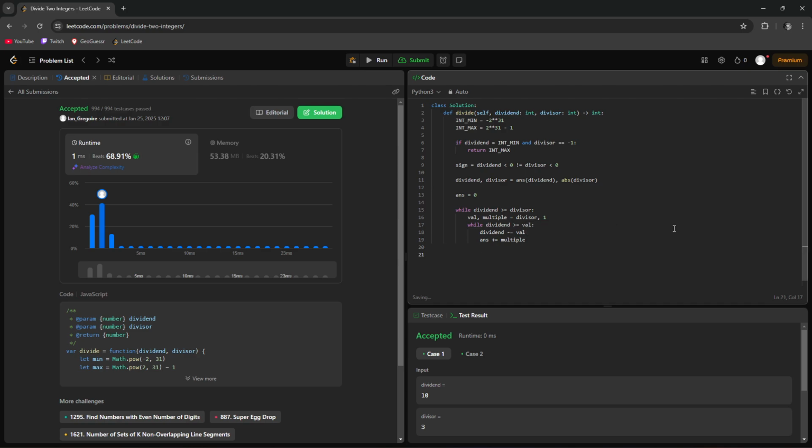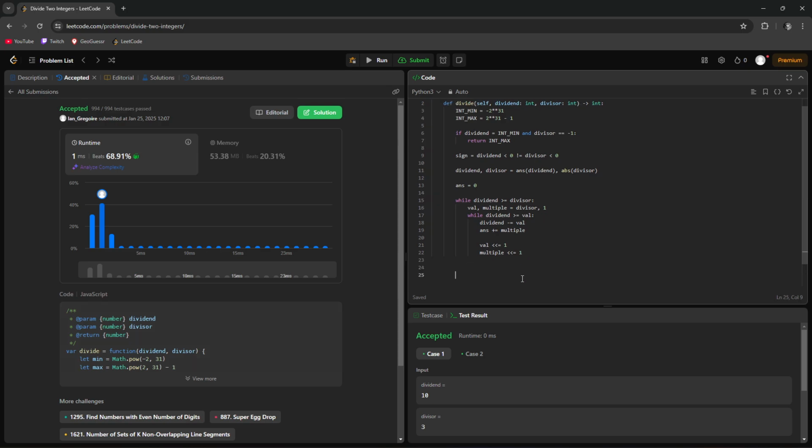And then we can bit shift our val, so that doubles. And then to count that in our answer, we can bit shift the 1 there. And both those get reset when the dividend is greater than val. So we're waiting for this one to break through, and then we should be able to return.